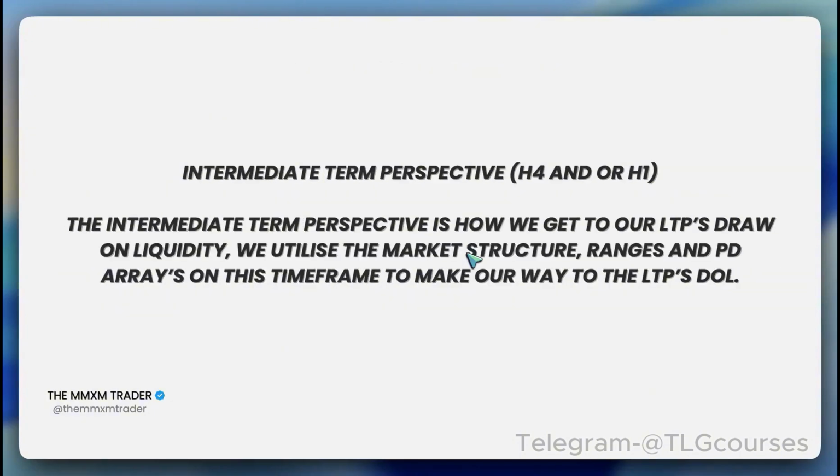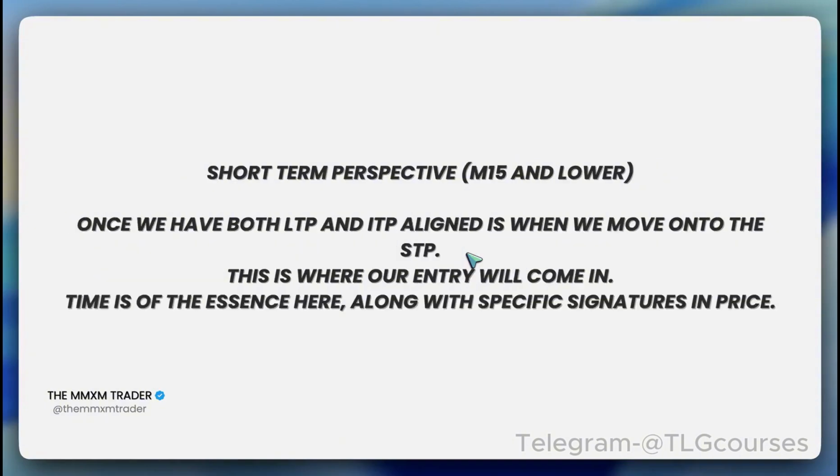Intermediate term perspective. This is H4 and or H1. Okay, you can also include the 30-minute chart here. The intermediate term perspective is how we get to our LTP's draw on liquidity. We utilize the market structure, ranges, and PD arrays on this time frame to make our way to the LTP's draw on liquidity. Short-term perspective, this is anything that's from the 15-minute chart and lower, okay?